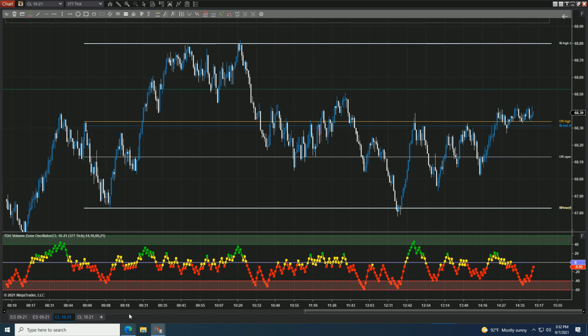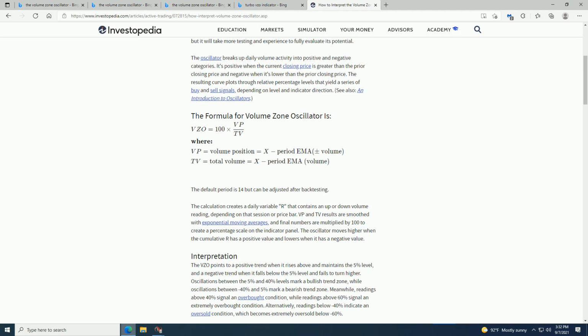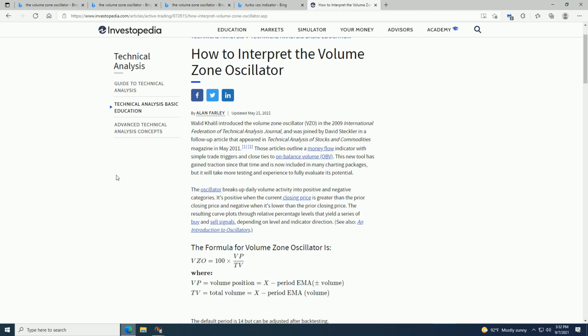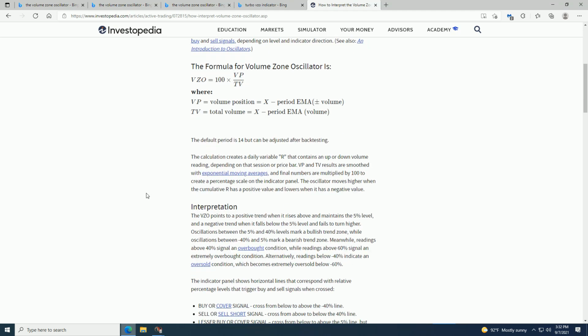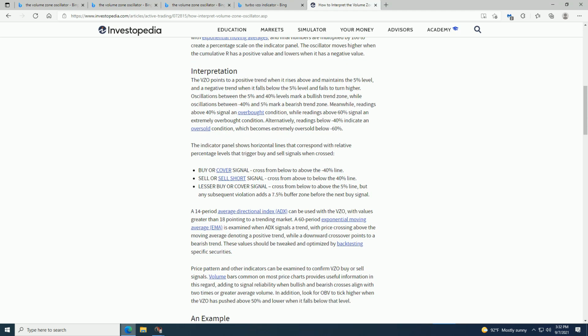Here, as a matter of fact, let me just take you over to the formula. If you were to Google the VZO, Investopedia would be one of the first things that comes up. But here's the formula, and you can see the two EMAs, and then additionally there is an ADX that's built into it. So the default here, and we'll look at this in just a moment, you've got a 14-period ADX that's used to help identify trend.